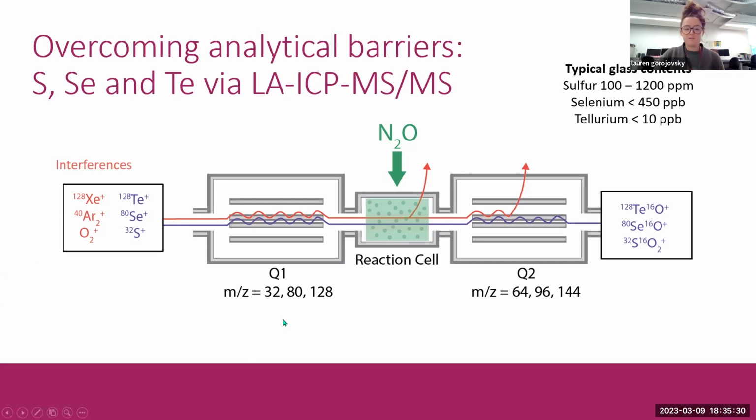For a traditional ICP-MS instrument, we'll have this Q1, or a number one quadrupole, and a quadrupole acts like a filter. So it rapidly measures each mass in a rapid order.